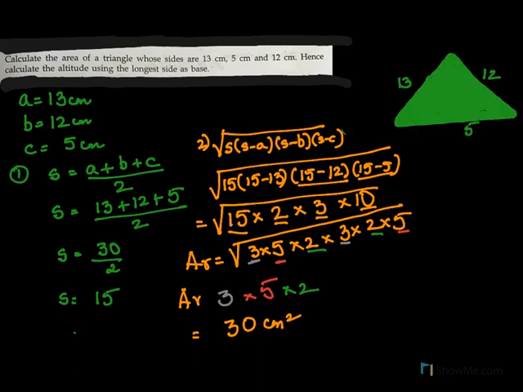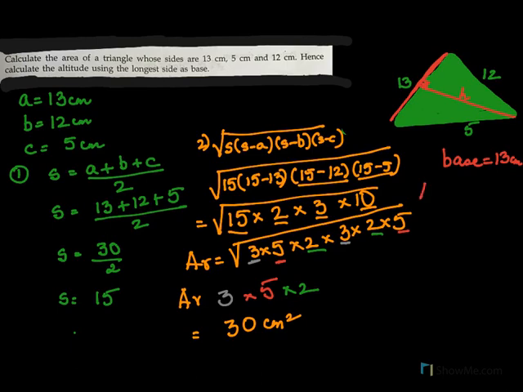Now in the next step I have to find the altitude using the longest base. Now which is the longest base? The longest base is this, 13 is the longest base. So I have to take the base as 13, and I have to find the altitude on that 13. This is the altitude on 13. I will put it as H.